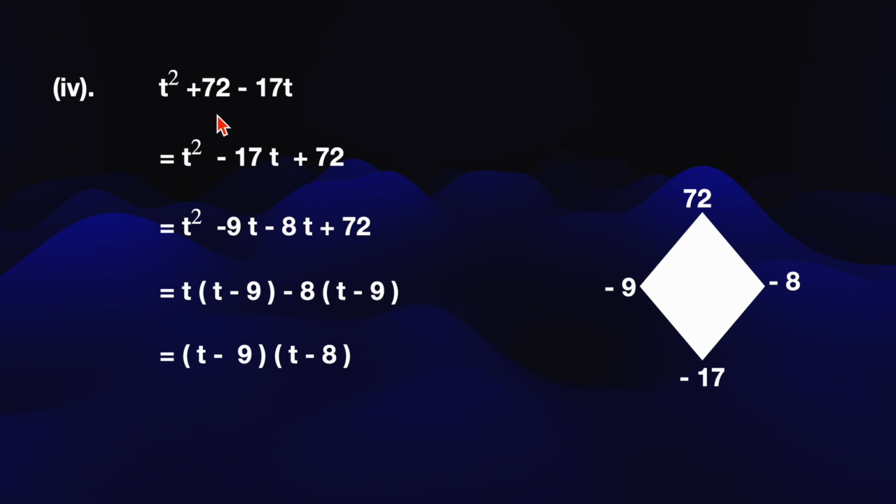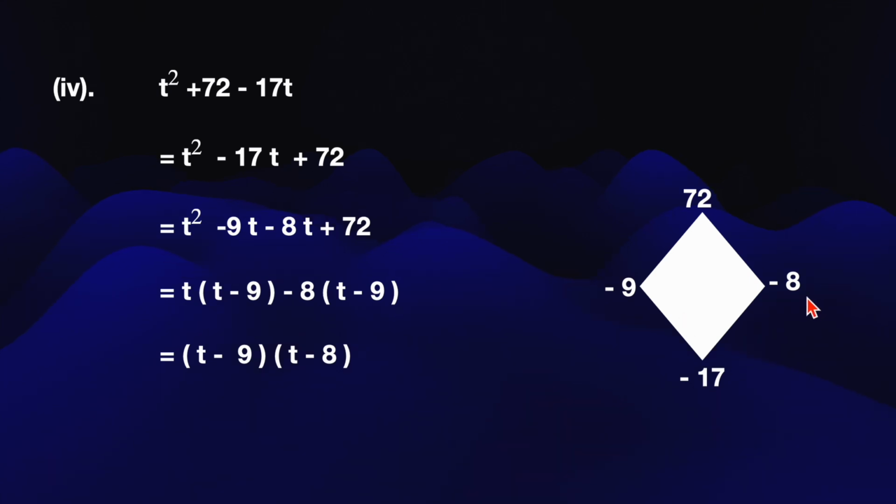Next, t squared plus 72 minus 17t. First let us write it down in the standard form. 17t is not the last term, it is the middle term. So write it in the middle like this. This is the last term. This is the standard form to write a polynomial. Now write down 72 on the top, minus 17 on the bottom like this.